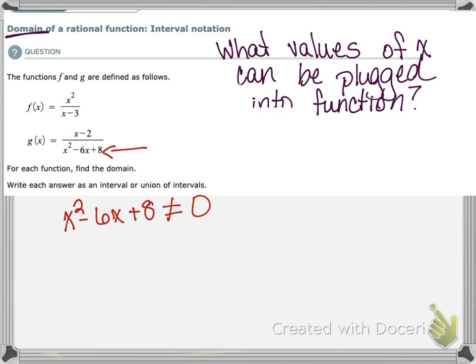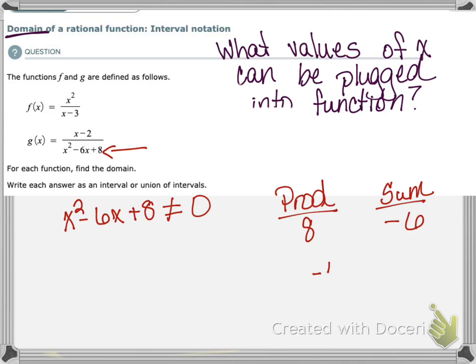I have an 8. I have a positive number for my product. And this is factoring, and hopefully we all remember factoring. Since I have a positive number, that means both of my numbers are going to be positive or both of my numbers are going to be negative. I have a negative sum. So that means that both of my numbers in this situation, because I have a positive product, are going to be negative.